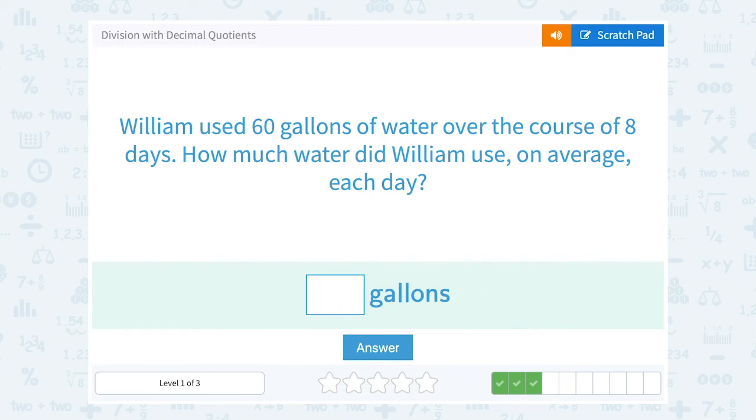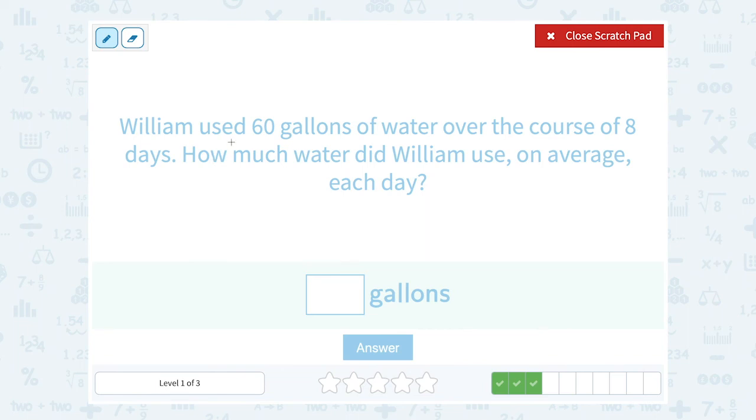William used 60 gallons of water over the course of 8 days. How much water did William use on average each day? Well, we want to know how many gallons per day. So to figure out gallons per day, we're going to take the gallons, 60, and we're going to divide that by the number of days, which was 8. That's not going to divide evenly, so I'm going to write it as a decimal, right? 60 is the same as 60.0, and then I can continue and add as many zeros as I need, and I'm dividing that by 8.